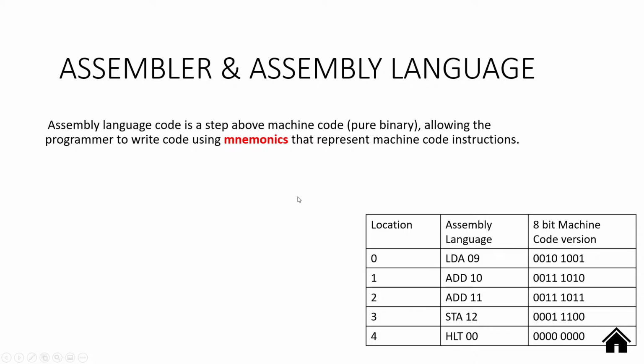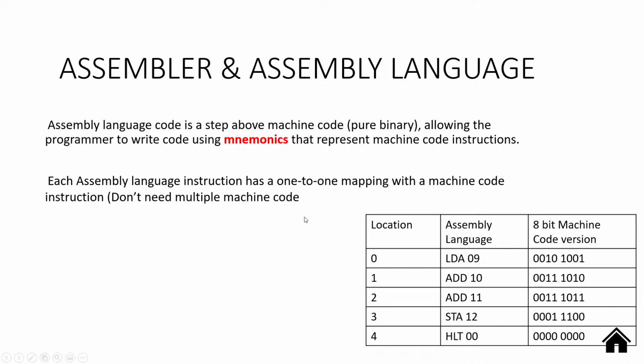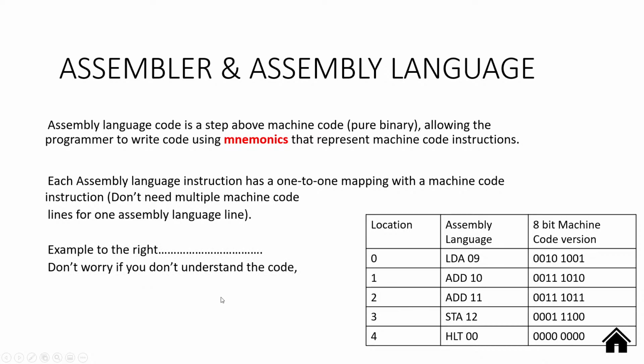Now, all you need to know about assembly language at this point is you have what we call a one-to-one mapping with machine code instructions. Okay, one-to-one mapping with machine code instructions. So in that table, you can see that, for example, location 0 has an LDA command 09. So load at the address 009, but its machine code version is 00101001. And that's unique. So the LDA command will have its own machine code instruction, and that is a one-to-one mapping.